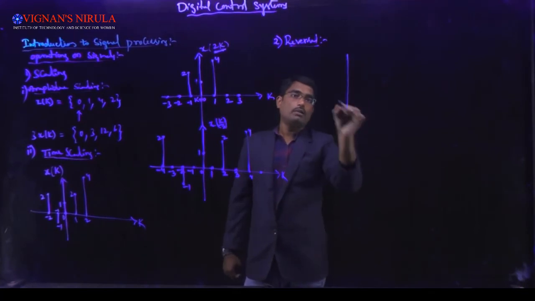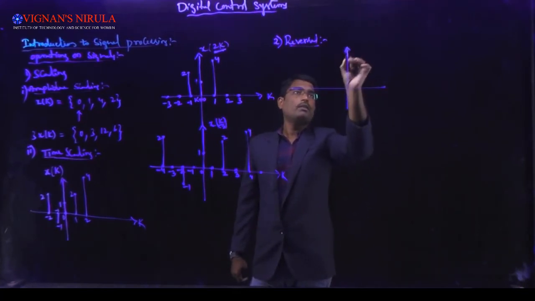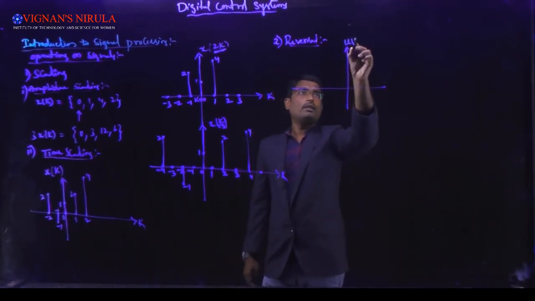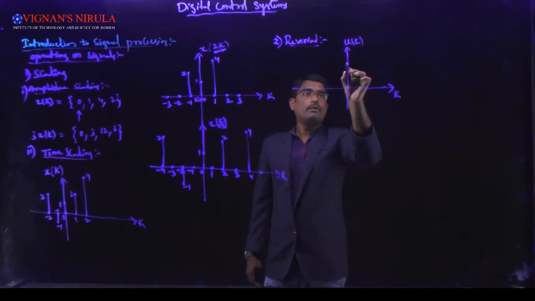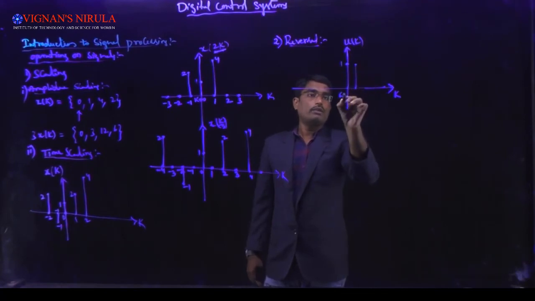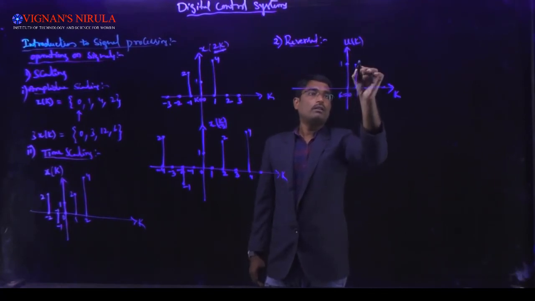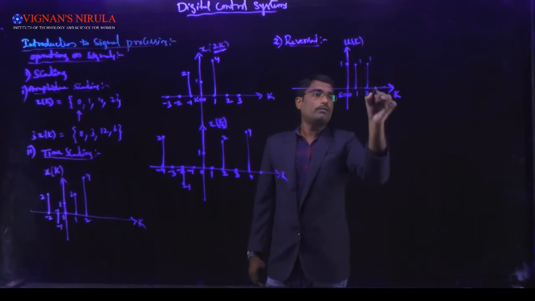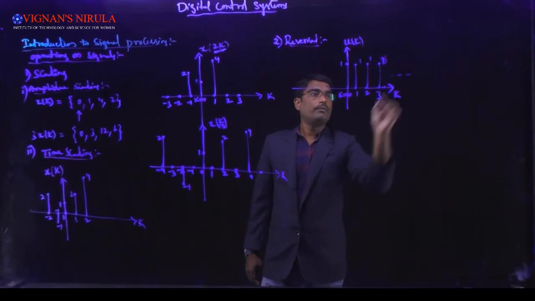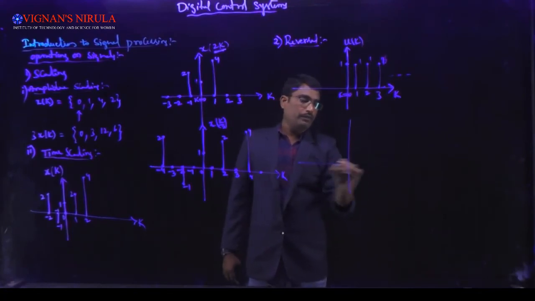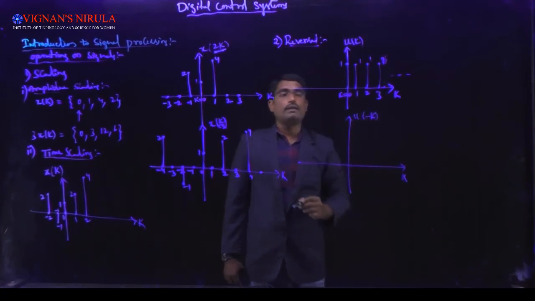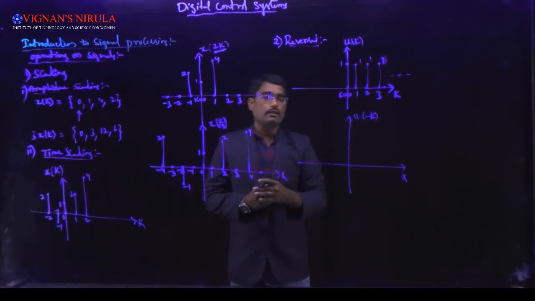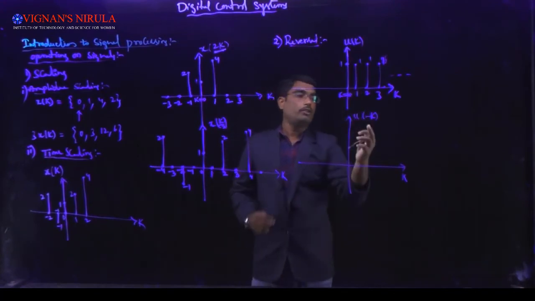If you take an example, let us take u of k. So what is u of k? This is 1 for k equals to 0, for k equals to 1 it is 1, for k equals to 2 it is 1, for k equals to 3 it is 1, and so on. Then u of minus k. So the reversal of a sequence x of k will be x of minus k. Similarly, the reversal of a sequence u of k will be u of minus k.